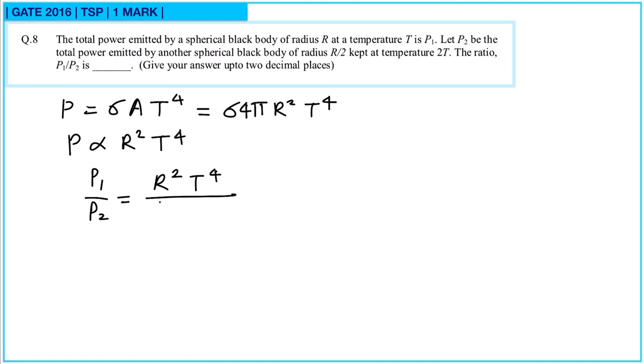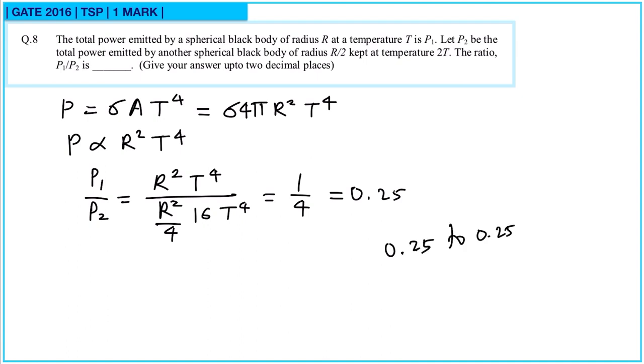The radius is half, so this will be r square by 4, and temperature is doubled, so this will be 16 into T raised to 4. So this is 1 by 4, which is equal to 0.25. So answer is 0.25, and answer in the answer key is 0.25 to 0.25.